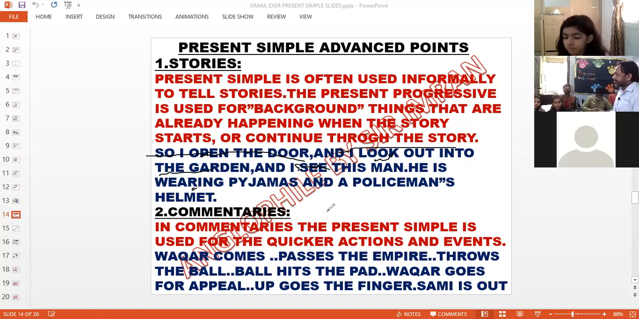Pakistan is in a very strong position. Shoaib Akhtar is in very aggressive mode. He's very angry. Here he comes. Passes the fire. Throws the ball. Present simple. Tendulkar leaves his crease. Hits the ball. The ball goes towards the boundary. It is four. Shoaib Akhtar is not happy at all. Here he comes again, passes the fire, throws the ball, hits the pad. Shoaib goes for an appeal, up goes the finger. Tendulkar is out, he's in trouble, India is in trouble now.